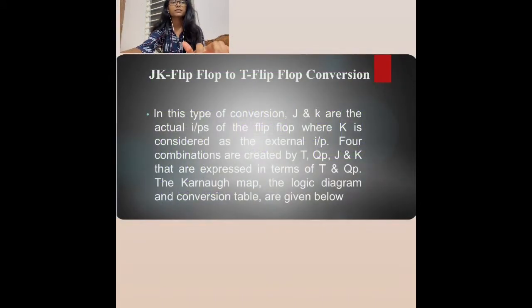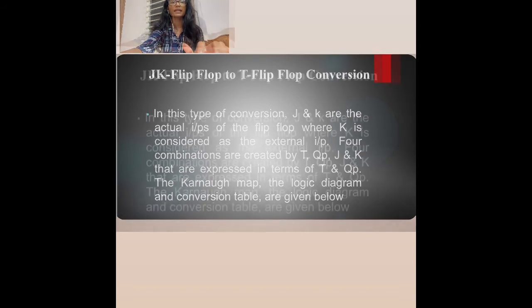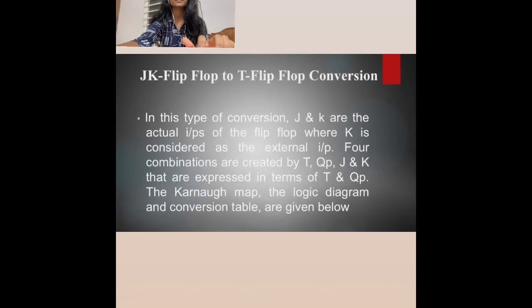In this type of conversion, J and K are the actual inputs of the flip-flop, where K is considered as the external input. 4 combinations are created by T, QP, J and K in terms of T and QP. The K-map, the logic diagram and conversion table are given below.